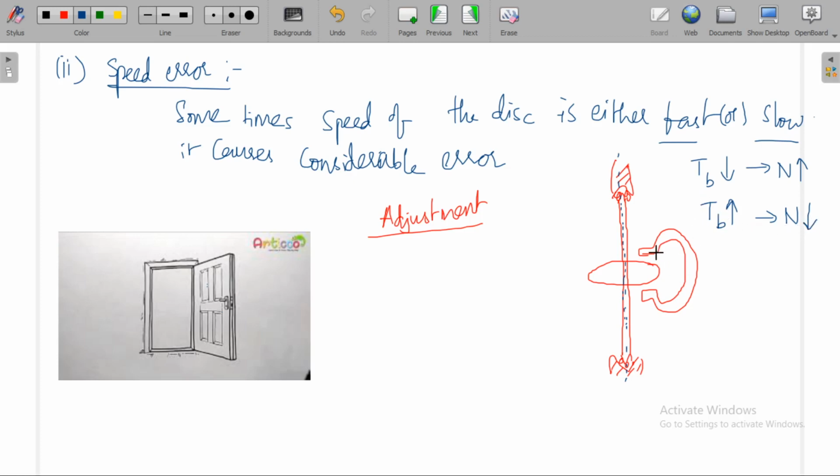Why will braking torque be decreasing if it is moving towards the center of the spindle, and increasing if it is moving away from the center of the spindle? To clarify this doubt, let me take this example. This is a door. You're going to have two hinges. Here you're going to have hinges.